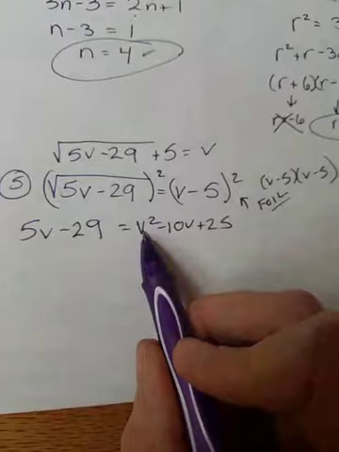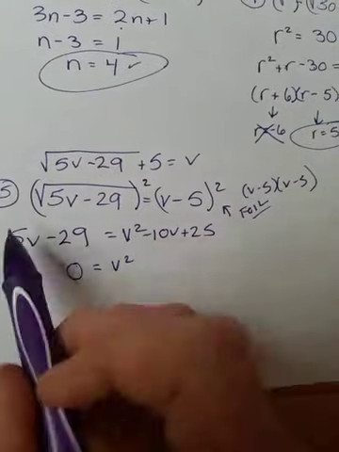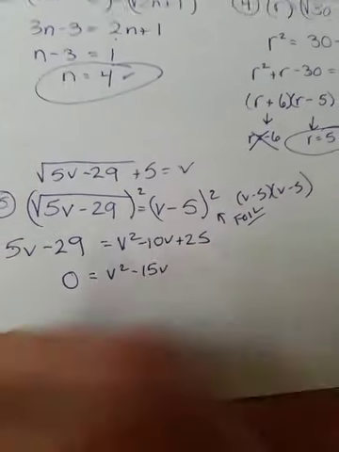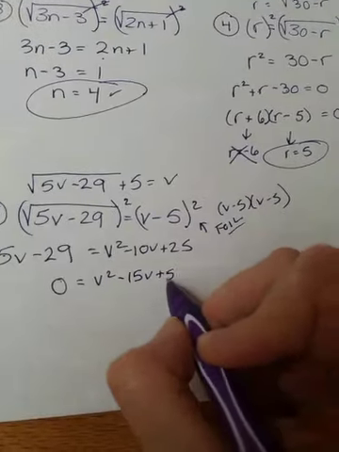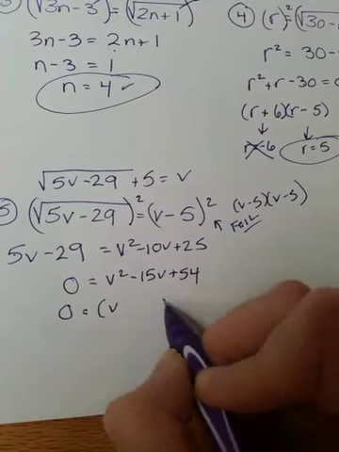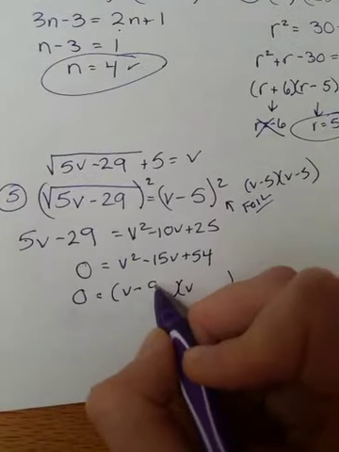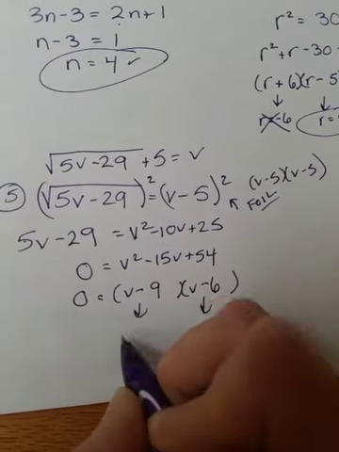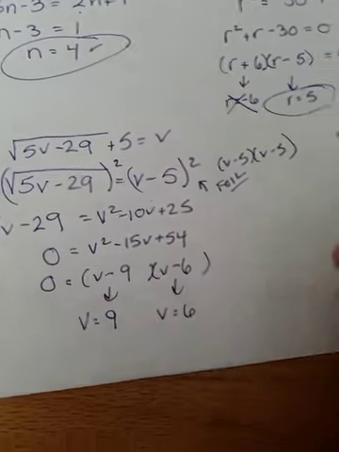Because the v squared is positive over here, I'm going to choose to move everything to the right. So I'm going to subtract 5v, that's going to give me a negative 15v, and I'm going to add 29. So 29 plus 25 is 54. I'm looking for factors of 54 to give me negative 15, and I believe you're going to tell me negative 9 and negative 6. When I solve these for v using the zero product property, you get v equals 9 and v equals 6.